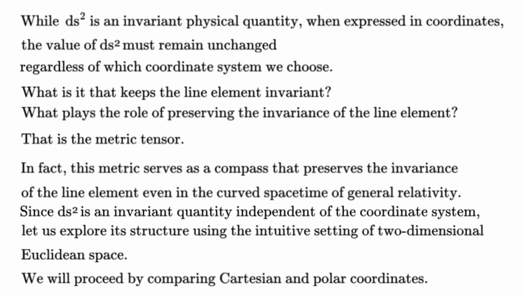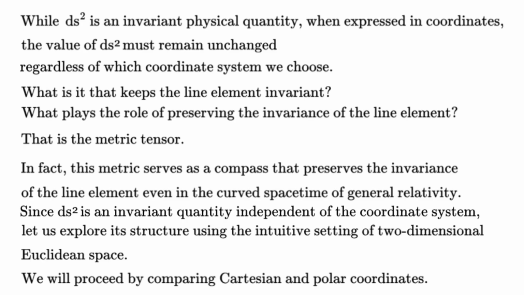While ds squared is an invariant physical quantity when expressed in coordinates, the value of ds squared must remain unchanged regardless of which coordinate system we choose. What is it that keeps the line element invariant? What plays the role of preserving the invariance of the line element? That is the metric tensor.